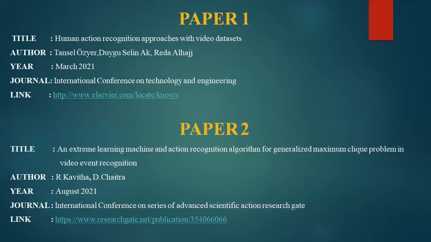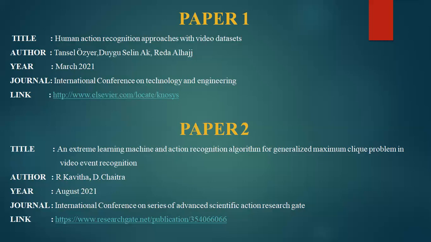Coming to the conclusions of the paper, we analyzed the encountered approaches into five main categories. We have closely investigated their architecture by concentrating on the methods that we have considered. And coming to paper two, the title was An Extreme Learning Machine and Action Recognition Algorithm for Generalized Maximum Clique Problem in Video Event Recognition. The authors are R. Kavita and D.